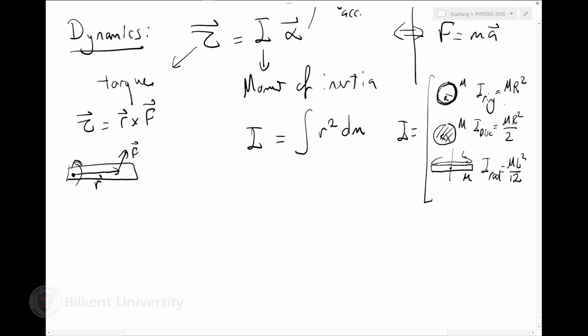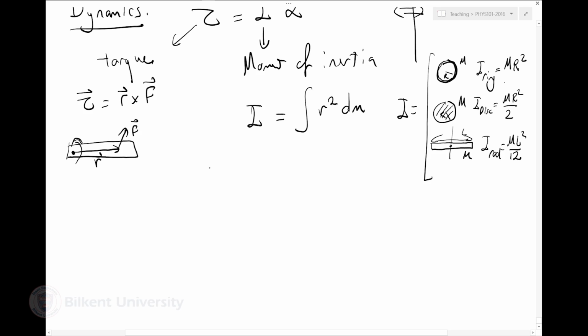And why did I just tell you the moments of inertia for only the axis passing through the center of mass? Because we had this very useful theorem. What was it? It was called the parallel axis theorem. It said that the moment of inertia for any axis which is a distance d away from the center of mass is equal to I center of mass plus total mass times d square.